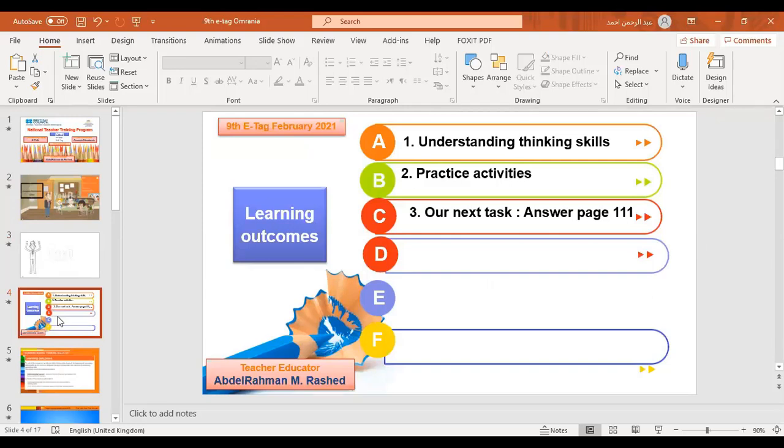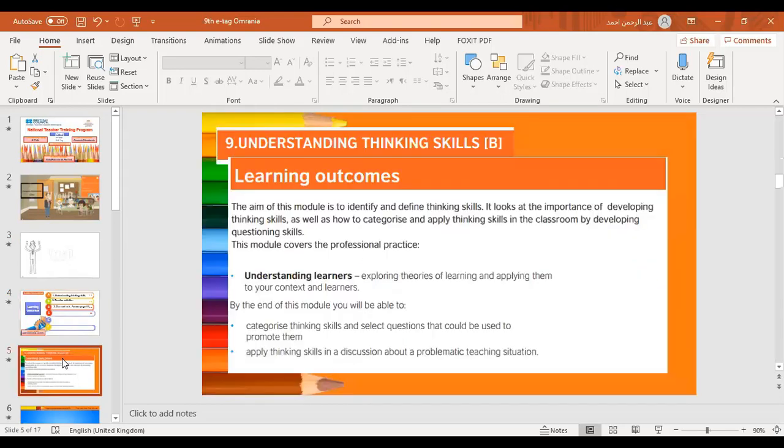After that, we'll have our next task for the 10th session. It will be answering page 111. Now let's start with the first part of this session. It's understanding thinking skills. The aim of this module is to identify and define thinking skills. We have already spoken about thinking skills before.